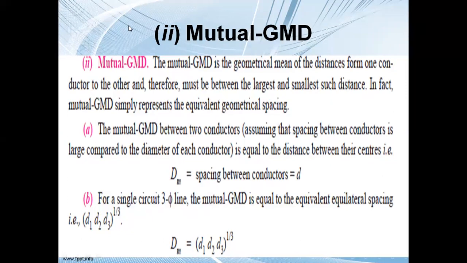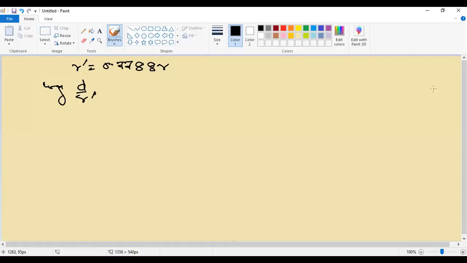Now, for the mutual GMD, let us say there are two conductors, separated at a distance, let us say D. This is conductor A and this is conductor B. Now we want to calculate their mutual GMD. It is the mean of geometrical distances.